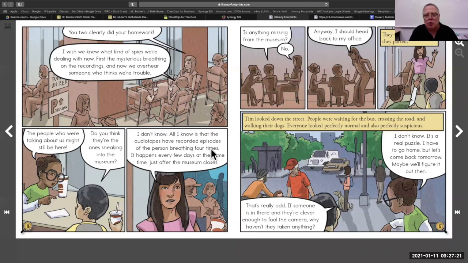I might have used the word sessions. All I know is that the audio tapes have recorded sessions of the person breathing 4 times. It means different time periods. It happens, okay? So different occurrences would have worked very, very well. Recorded occurrences. Let's go to another one.